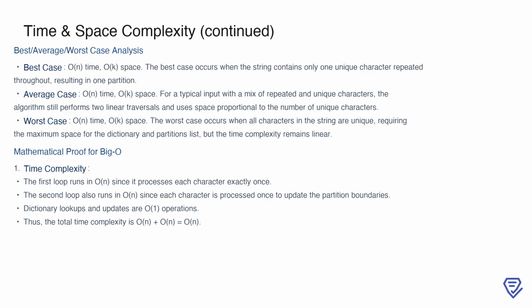Even in the worst case, where all characters are unique, the time complexity remains O(n), because each character is processed exactly twice, and the space complexity is O(k) due to the dictionary and partitions list. This consistent efficiency makes the solution scalable across a wide range of inputs.